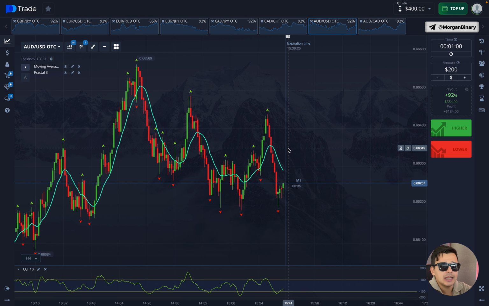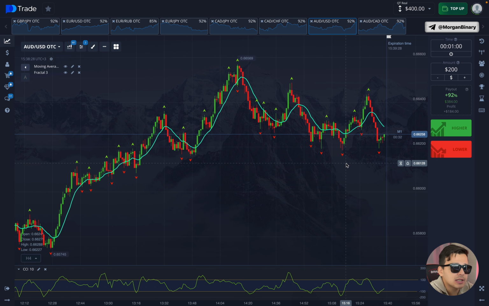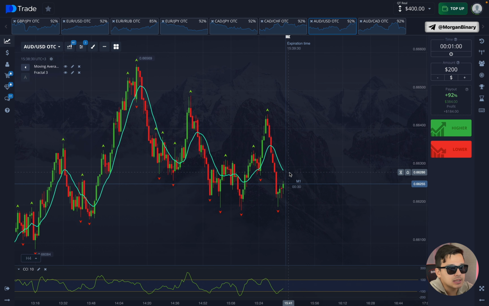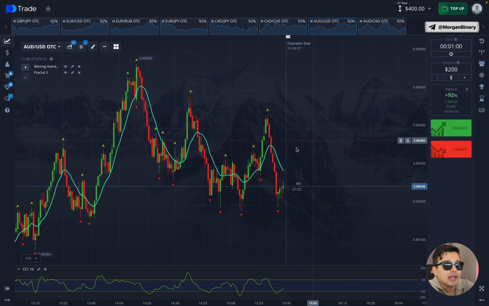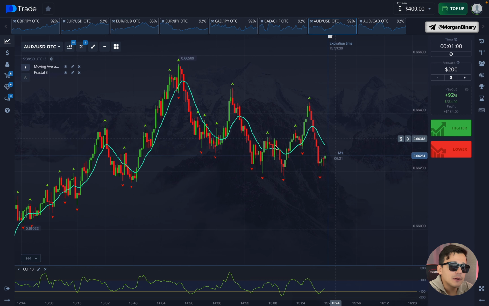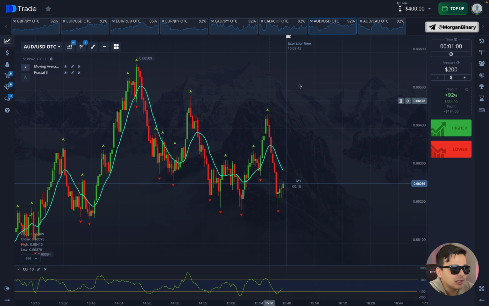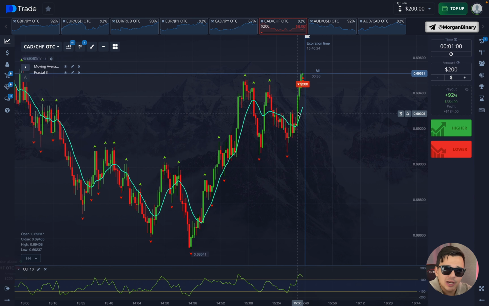In general, let's start with a deal of $200. This is exactly half of my balance at the start, and all trades I will open as usual on the minute time frame. Let's get started, and I will select the first currency pair for the most optimal entry into the deal. Let's try to open a down trade here.